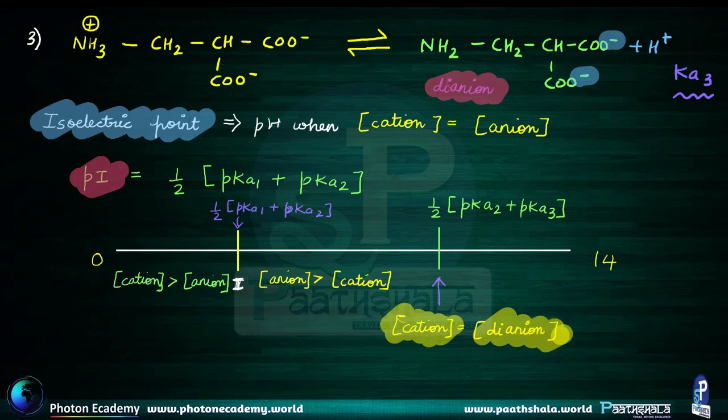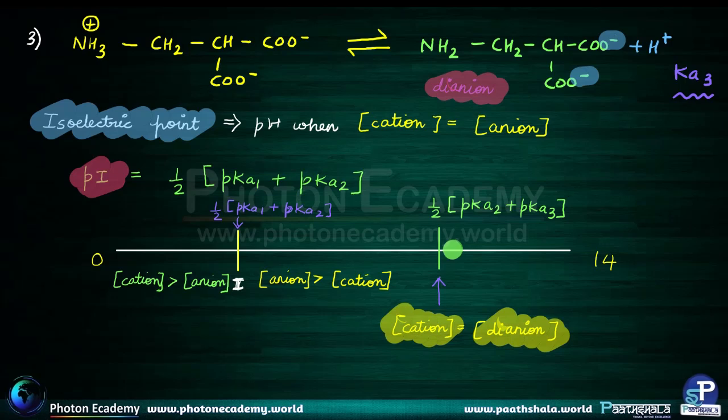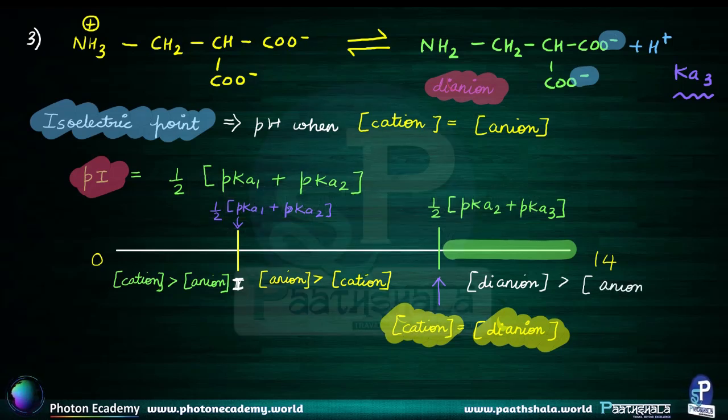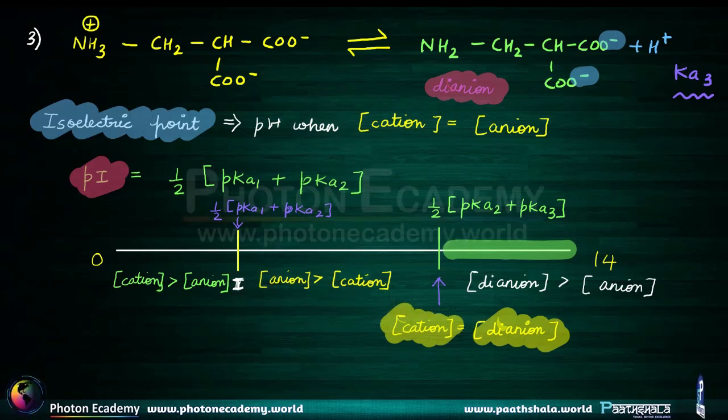Any pH which lies on the right hand side of this, let us mark this, will show that the concentration of dianion is greater than that of the anion. So this is the pH scale that we get for an acidic amino acid. The dianion doesn't matter to us as long as we are concerned about the isoelectric point, as we have seen.